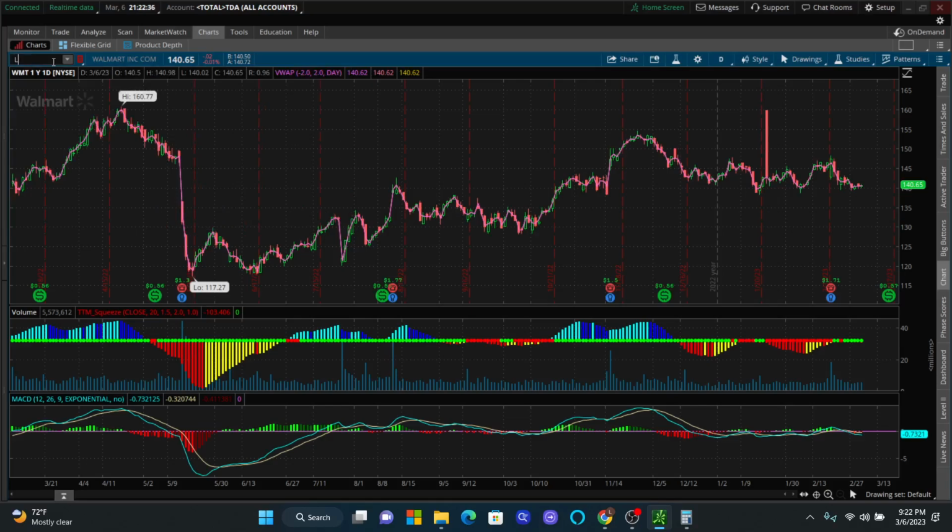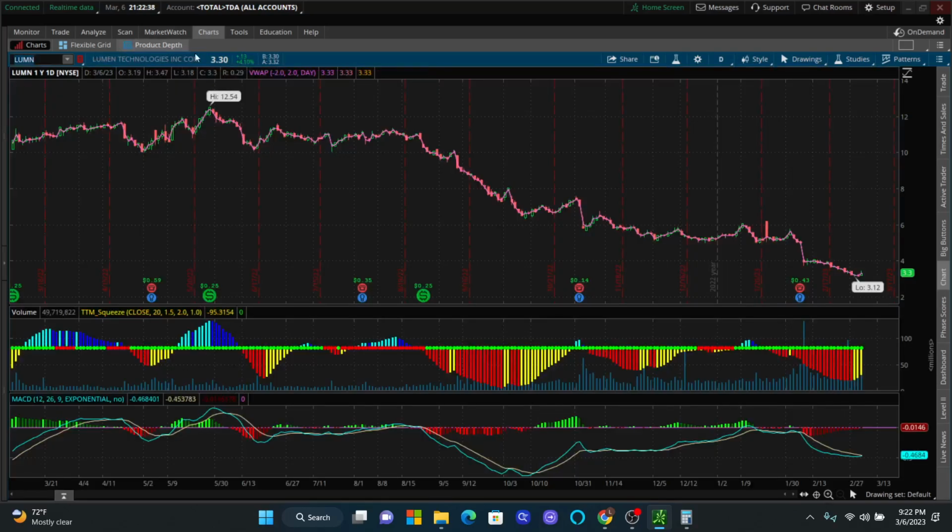I saw that one earlier. So as you see, LUMN has been going down and down and down, not really finding direction. Back here it had a good direction, but as you can see, it's going straight down. So it's been moving from $12 all the way down to $3. So this would have a high implied volatility because the price has dropped drastically over the past few months.